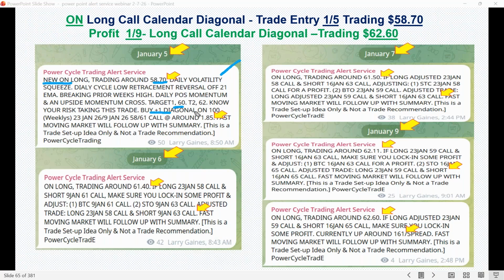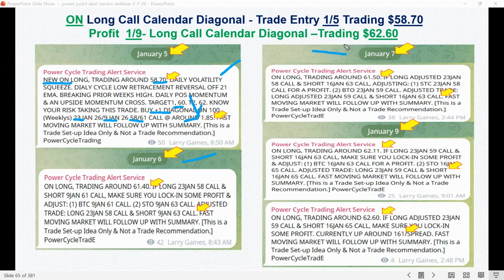We started this out with a diagonal again, going long the 23 Jan, short the 9 Jan, and then 58.61 was the spread that we were in, around $1.85. So set it up around $1.85, which means you get in, maybe sometimes you get in cheaper, maybe a little bit more. And then on the 6th, it was trading at 61.40. Sent out an alert to lock in some profit, make an adjustment.